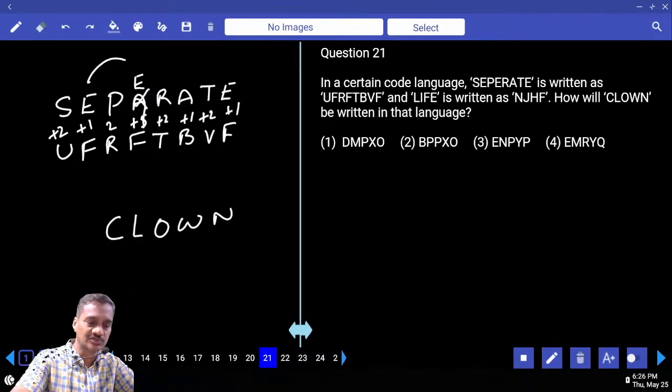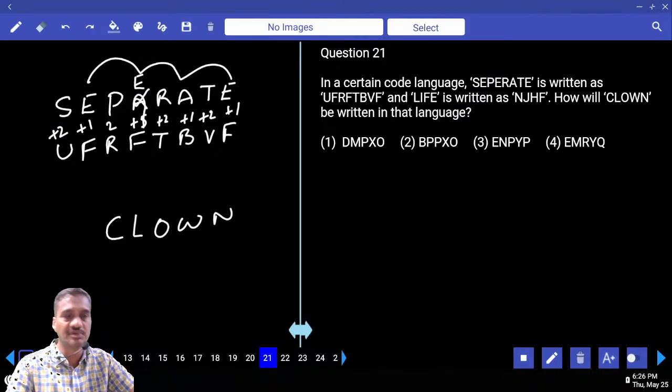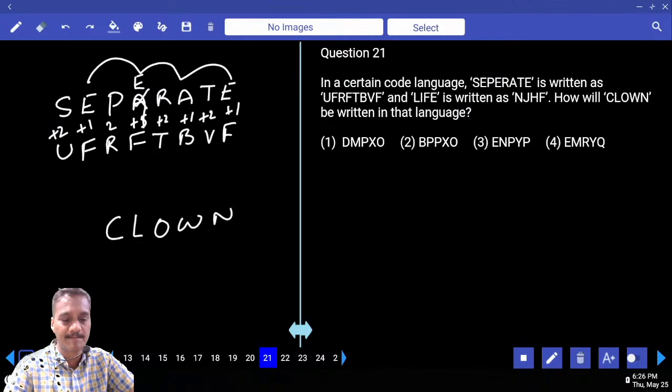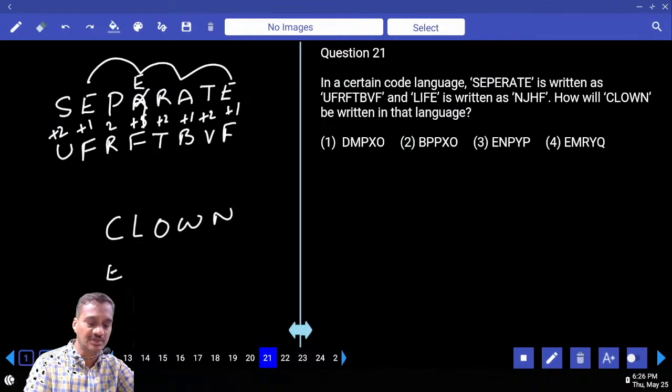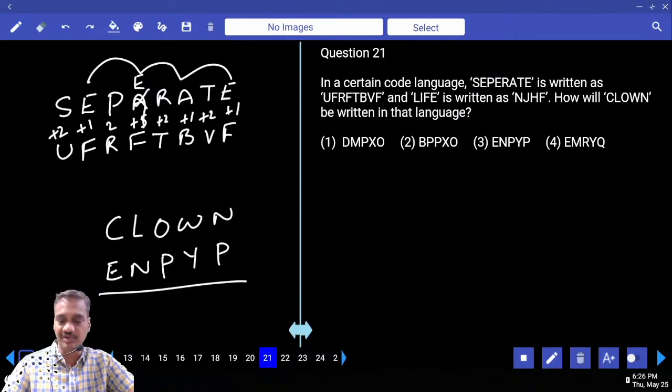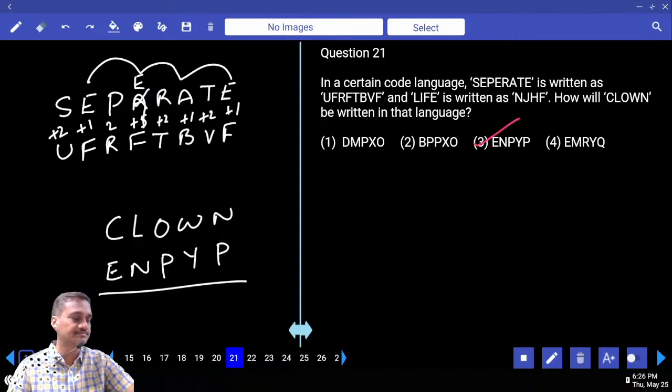Now these are the letters where we have added plus 1, and for the remaining plus 2. For which letters we have added plus 1? For vowels. Consonants plus 2. Now C plus 2 E, L plus 2 N, W plus 2 Y, N plus 2 P, and O plus 1 P. ENPYP. ENPYP, choice 3, question number 21.